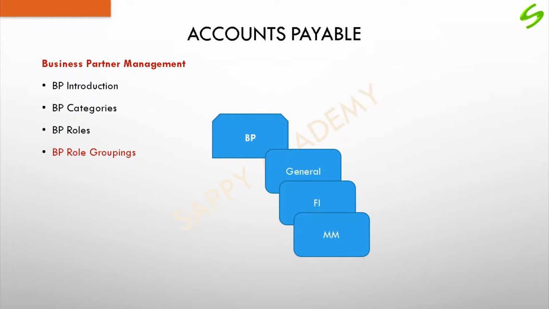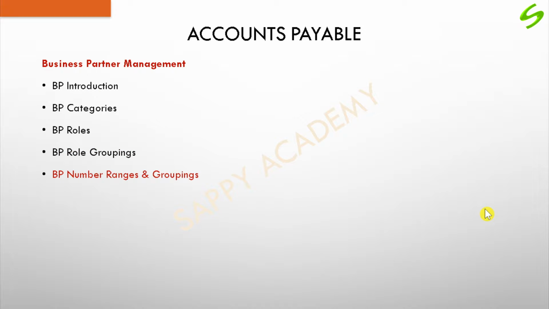Business partner role groupings. This functionality can be used to combine different roles to maintain master data. For example, creating a role grouping for maintaining customer master data for FI and purchasing areas together. This is similar to central maintenance in a company. Business partner number ranges and groupings. Business partner groupings are used to assign the number range for business partner master record. The business partner is usually assigned an internal number range.